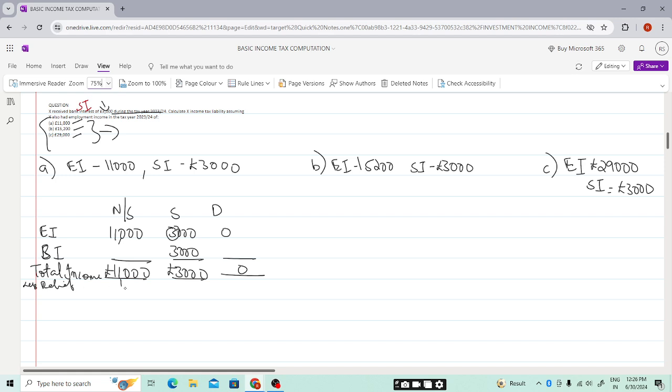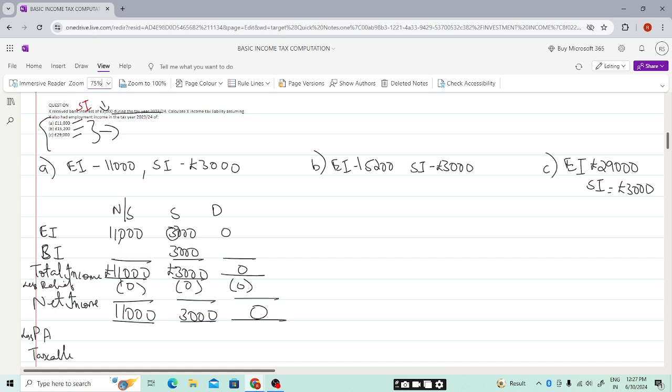After getting our total income, we reduce any relief. Is relief available? No relief is available. Relief would be set off in the same order: non-saving, saving and then dividend. After reducing the relief, we get our net income. Our net income and total income will be the same because no relief is available: 11,000 pounds non-saving and 3,000 pounds saving income. After this, we will reduce our personal allowance to get our taxable income.